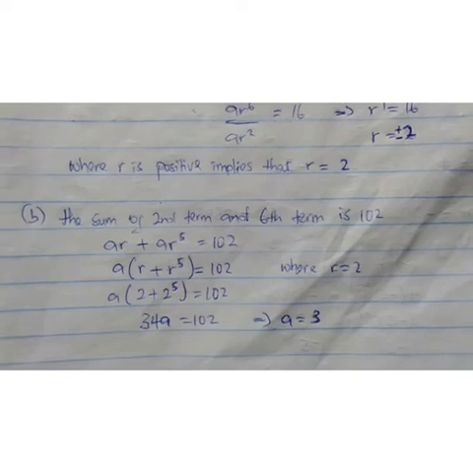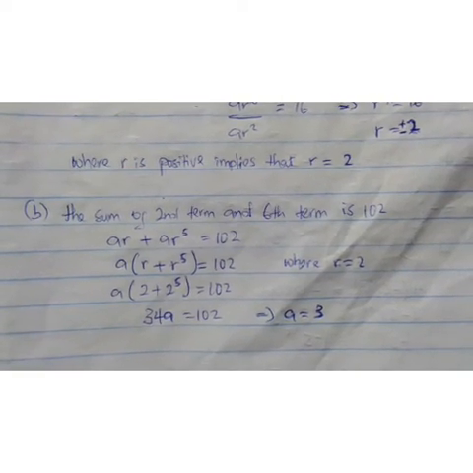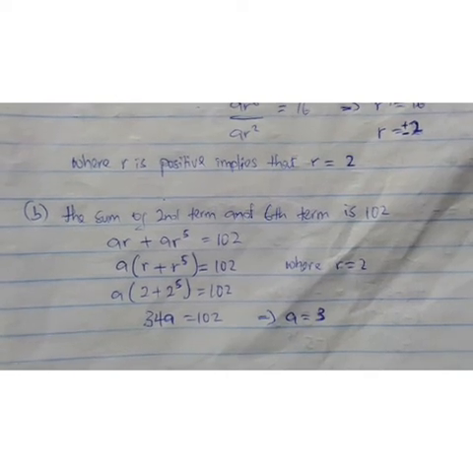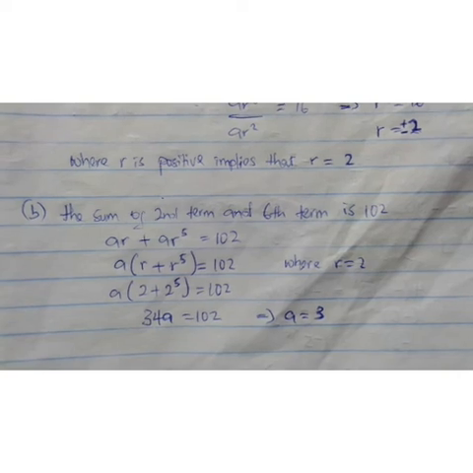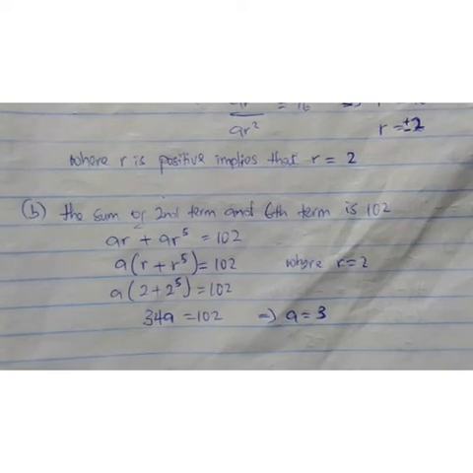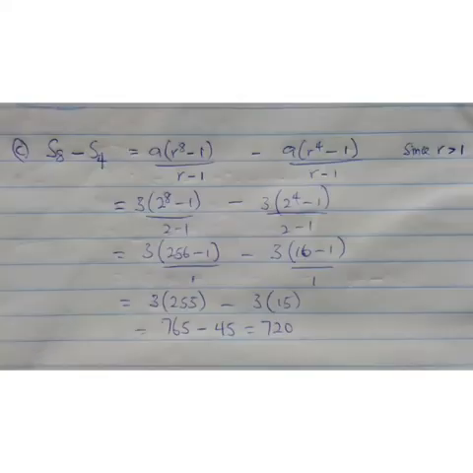B. The sum of the second term and sixth term is 102. It implies that AR plus AR raised to power 5 is equal to 102. Now, A is common. Therefore, A into bracket R plus R raised to power 5 equals 102. On solving, A is equal to 3.